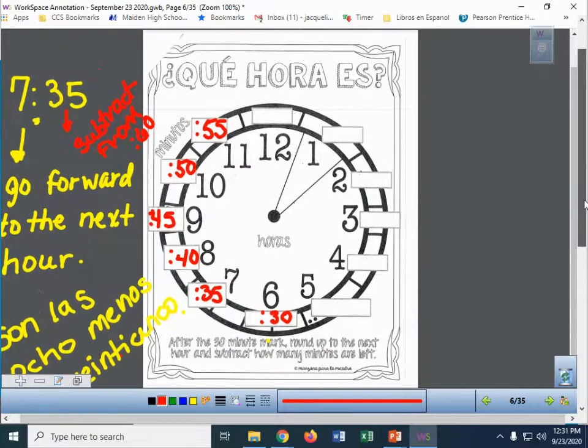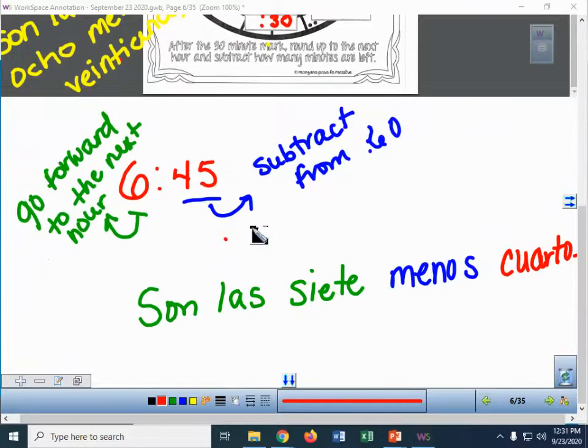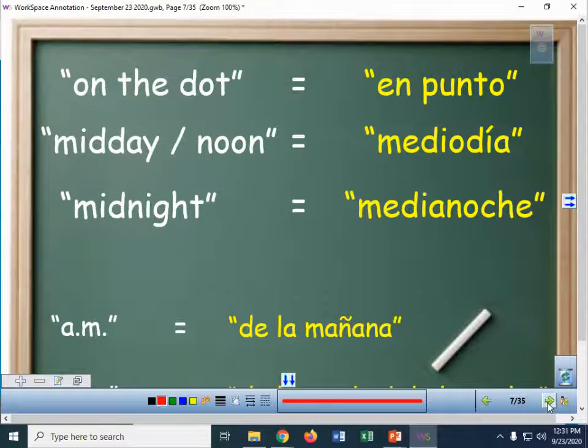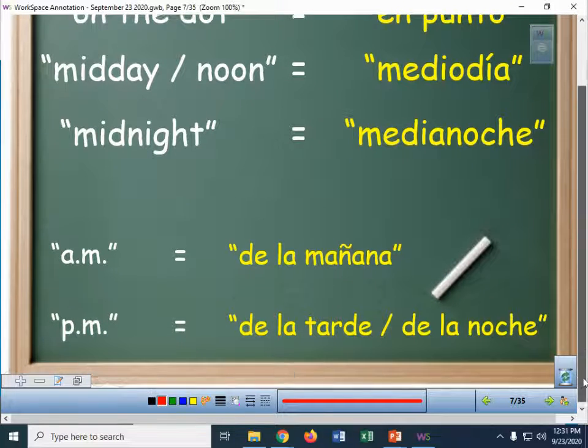Son las 7 menos cuarto, 6:45. Okay? So, move on to the next one. All right, so this is vocabulary.